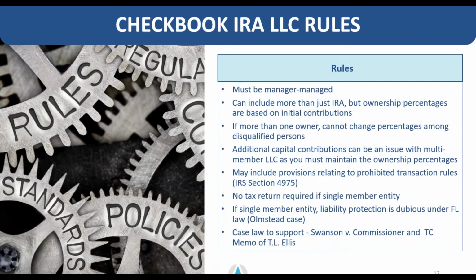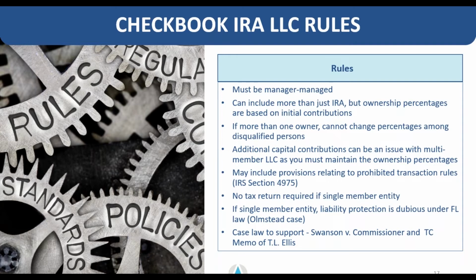So, some rules regarding LLCs and IRAs: it has to be manager managed. This isn't too hard of a concept to understand. You have the members or shareholders, in this case the IRA, and they have no management duties, meaning that the person who's going to be signing checks, contracts, and engaging in any business of the LLC is going to be a named manager. This would typically be the client themselves. You could name a third party if you wanted to.